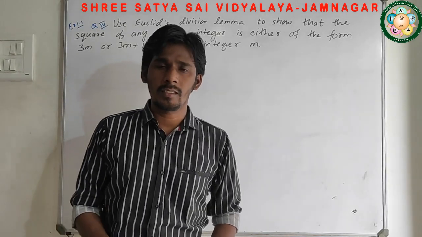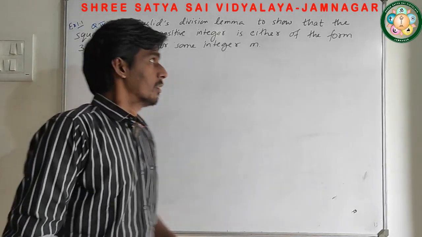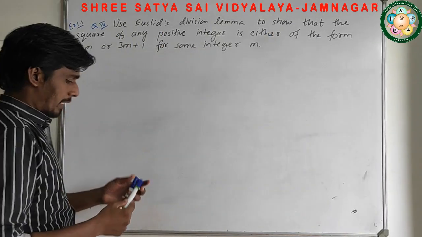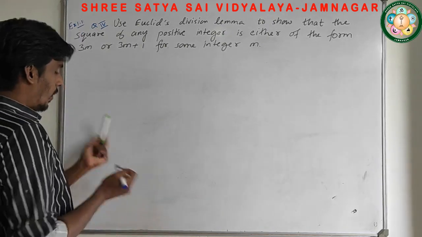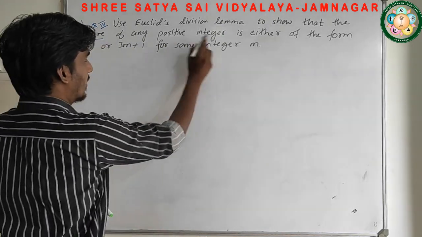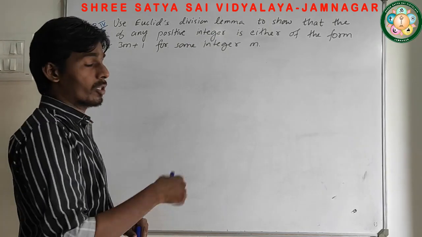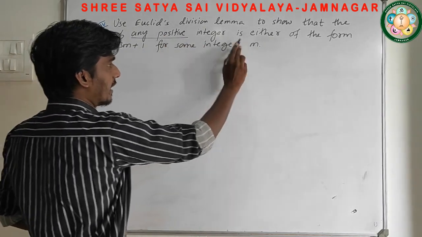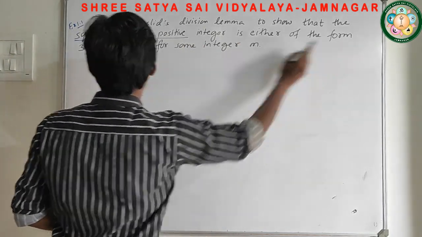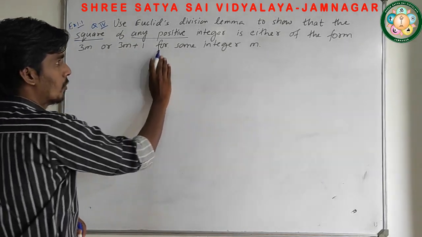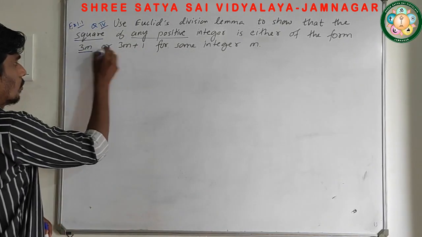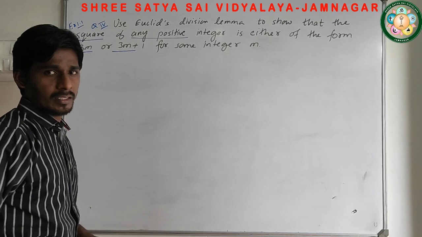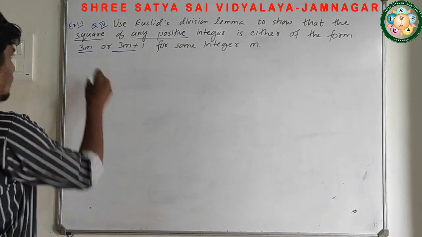Fourth, it's another proof that somewhat similar to the previous one. Now use Euclid's division lemma to show that square of any positive integer is either of the form 3m or 3m plus 1 for some integer m. Now here the new thing is that it's a square of any positive integer. In the previous question it was positive odd integer. So we have to prove square of any positive integer is in the form of 3m or 3m plus 1. So let's start with again same thing.